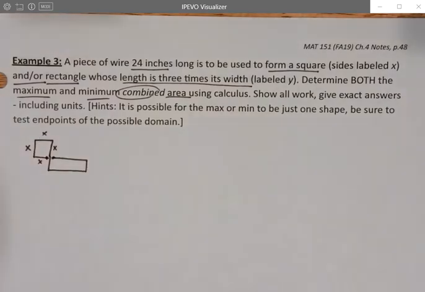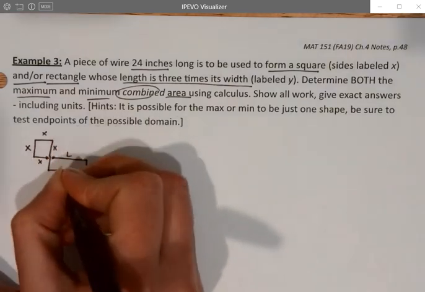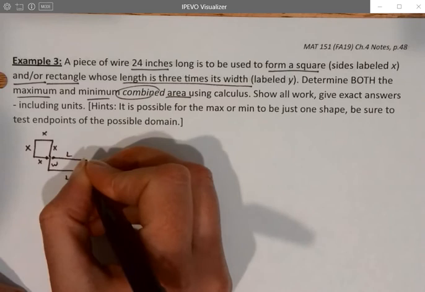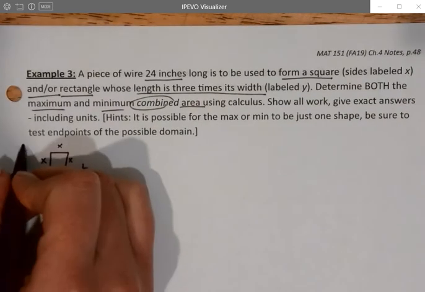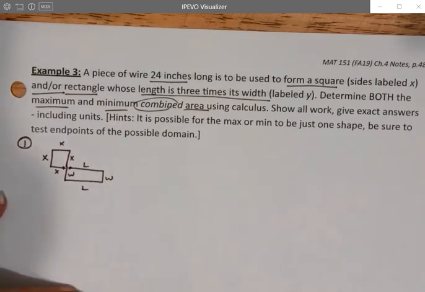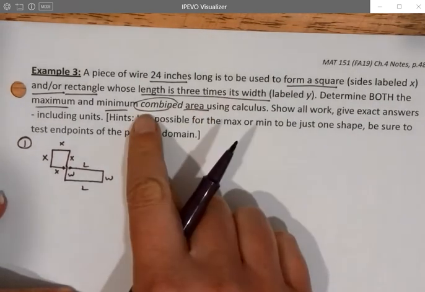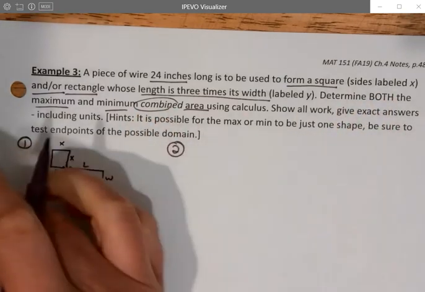Then on the rectangle, the length is 3 times the width. So I'm just going to start by labeling them L and W, and then we'll get that constraint going in a second. So that's the kind of thing I'm imagining right here for step 1 and what the situation may look like.